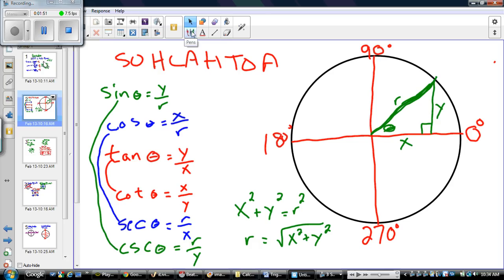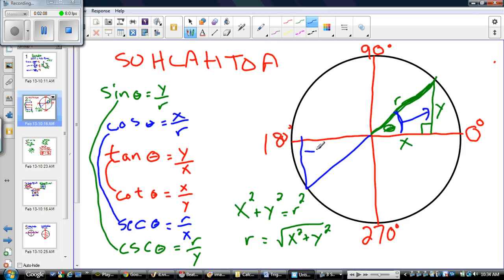From the angle's perspective, right here, the opposite leg happens to always be the y, and it doesn't matter which quadrant we're in. If I have a triangle here, here's theta, the opposite leg, hey, that's the y component, and obviously in quadrant 3, the y is always going to be negative. X is the adjacent leg, again, doesn't matter what quadrant, and the radius is always opposite the right angle.